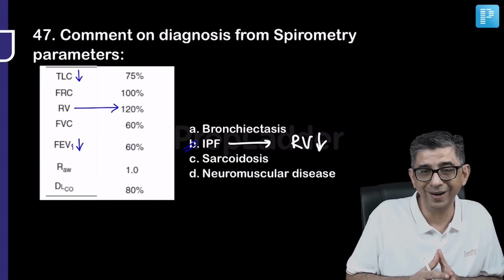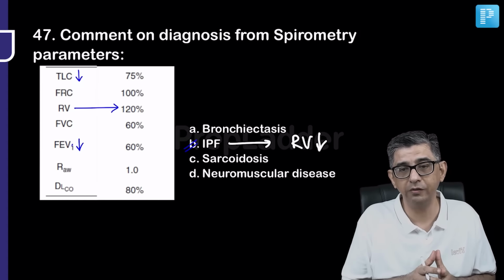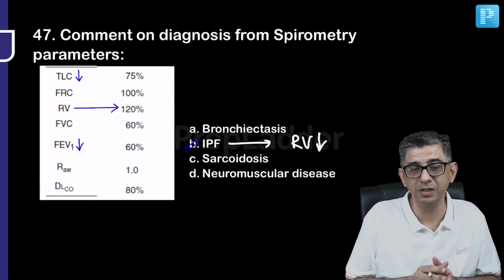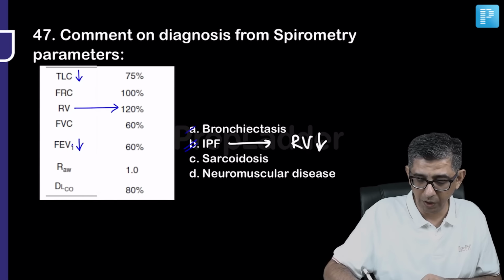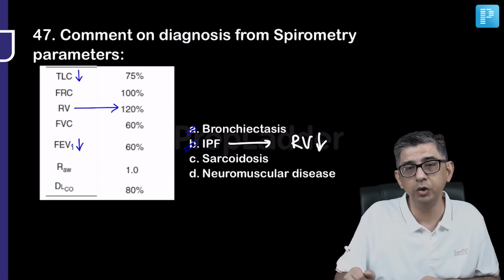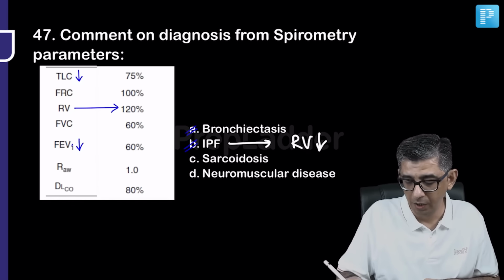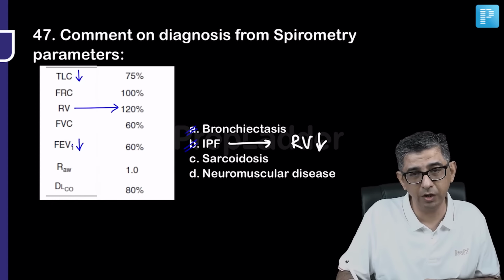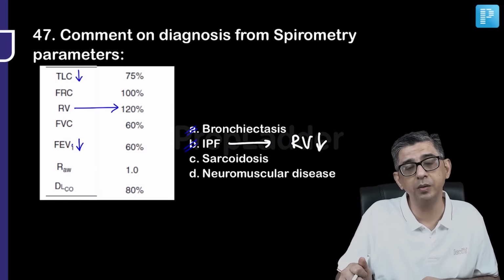Option number A, bronchiectasis, is an obstructive airway disease. In every obstructive airway disease, there can be air trapping, so TLC would be rather increased in the patient. So I'm ruling out option number A also, bronchiectasis. Why? Because total lung capacity would be normal to increased in obstructive airway disorders, because we have air trapping. We are left with sarcoidosis, which again causes a restrictive lung disease, and neuromuscular disease in a patient.